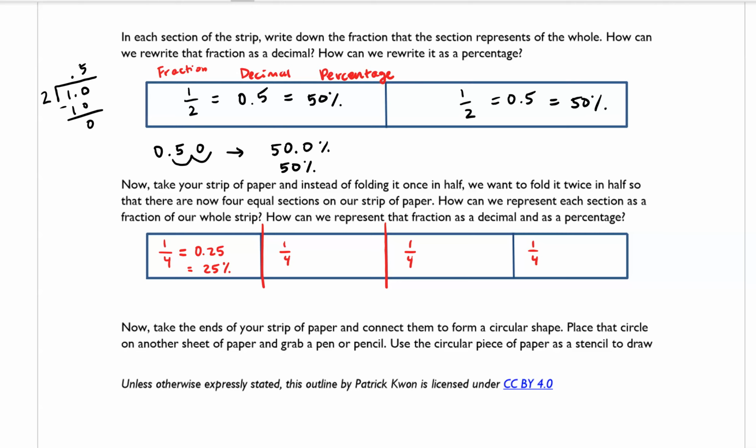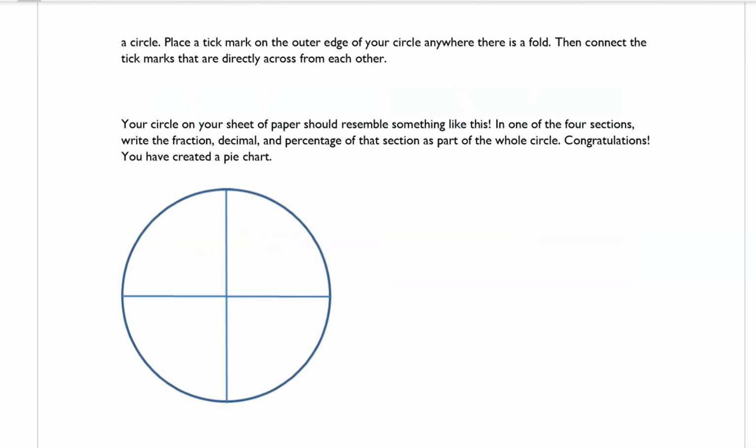Use the circular piece of paper as a stencil to then draw a circle. Place a tick mark on the outer edge of your circle anywhere there is a fold. Then connect the tick marks that are directly across from each other. Your circle on your sheet of paper should resemble something like this that we have drawn below. In one of the 4 sections, write the fraction, decimal, and percentage of that section as part of the whole circle. Congratulations, you have created a pie chart.